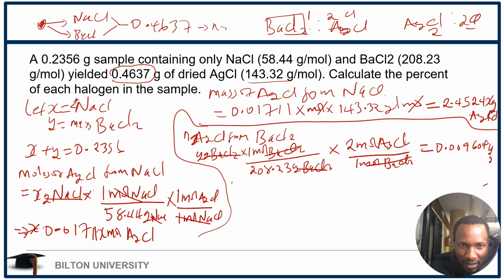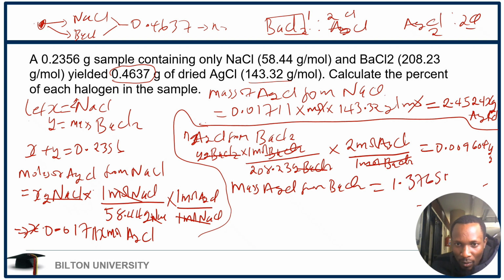That's going to give us 0.009604Y moles. We can then calculate the mass of silver chloride from barium chloride by multiplying this number of moles by the molar mass of silver chloride, 143.32, and that gives us a mass of silver chloride from barium chloride of 1.3765Y grams of silver chloride.